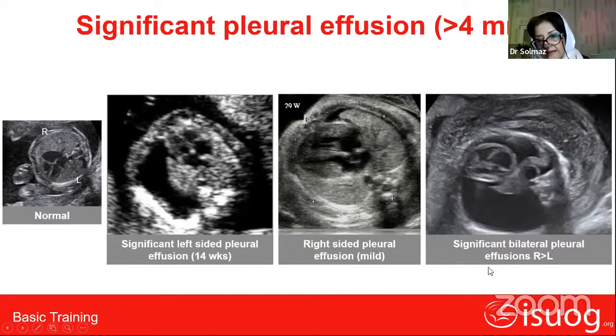And the right-hand side image shows significant bilateral pleural effusion, and you can see that the heart, the lungs are quite shrunken. It can be due to chromosomal problems, due to infections, due to lymphatic vessel obstructions, and it needs proper follow-up. You can also see significant skin edema here. These babies all need to be referred for further follow-up.